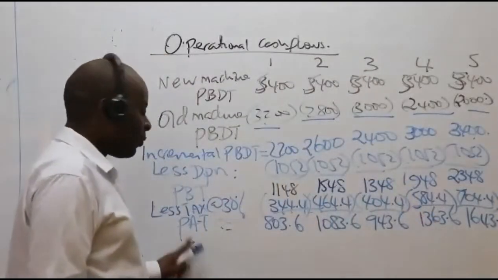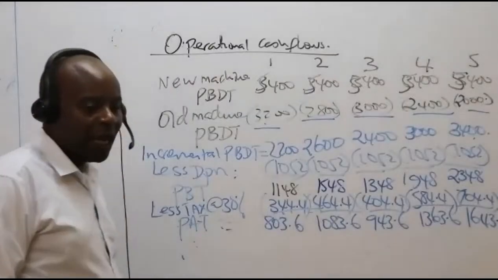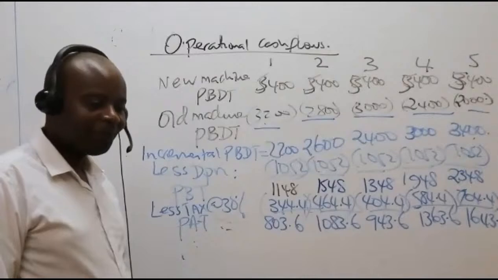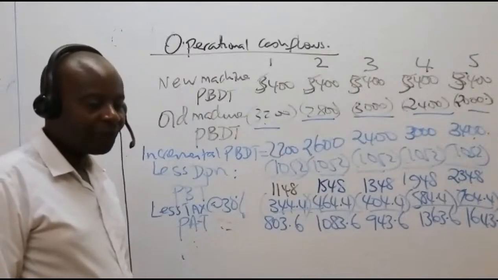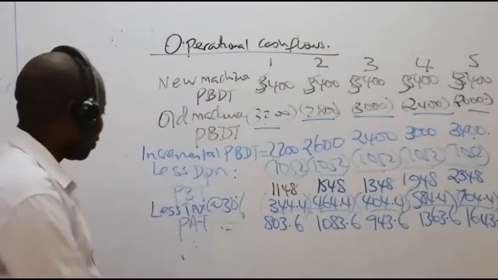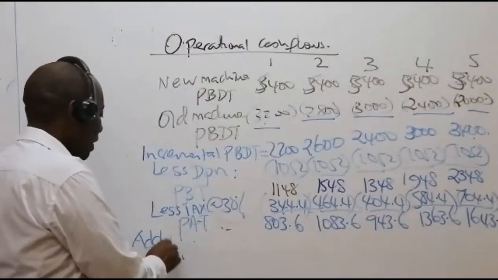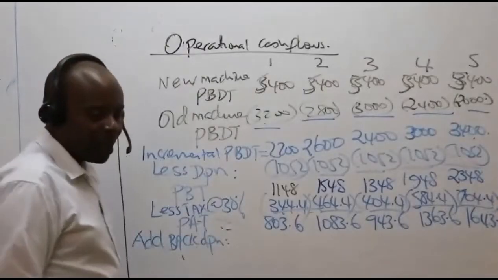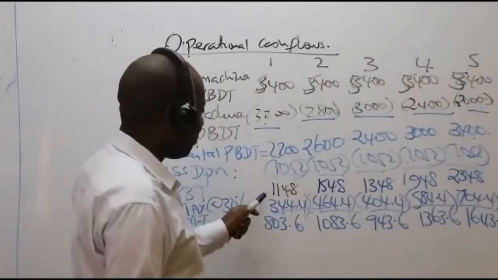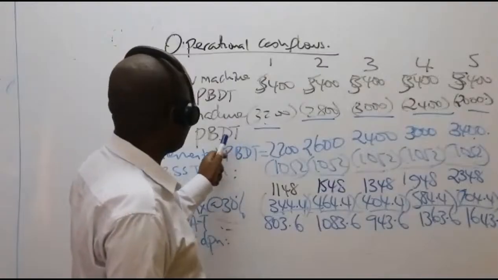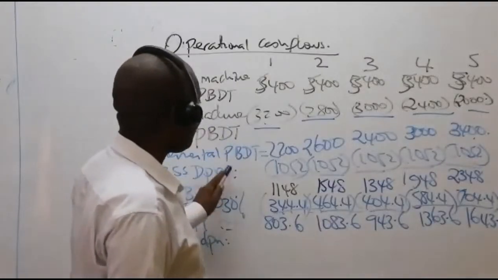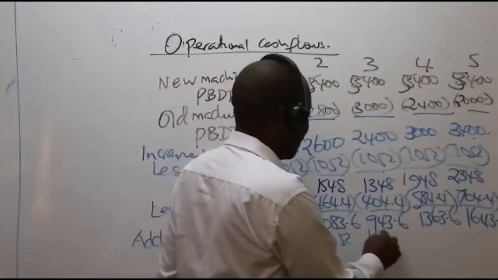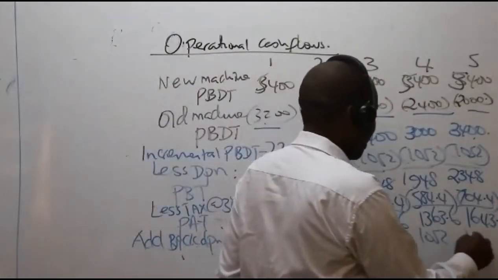So having gotten this profit after tax, what do you think will be the next thing to be done? We add back depreciation. So depreciation we are adding back. Remember the figure here is 1052.